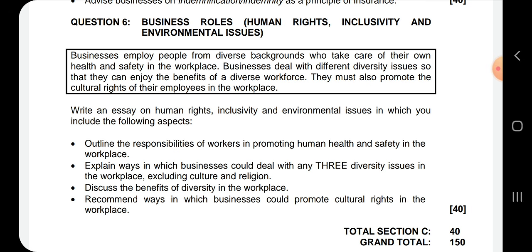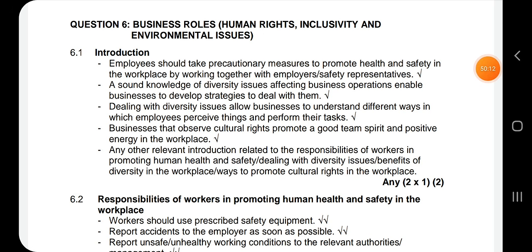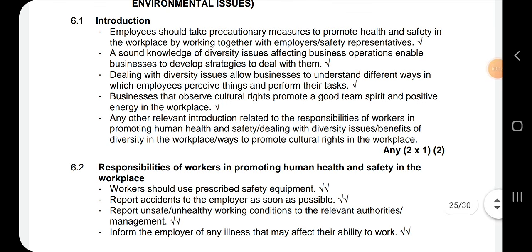Write an essay on human rights, inclusivity, and environmental issues in which you include the following aspects. Outline the responsibilities of workers in promoting human health and safety in the workplace. Explain ways in which businesses could deal with any three diversity issues in the workplace, excluding culture and religion. Discuss the benefit of diversity in the workplace and recommend ways in which businesses could promote cultural rights in the workplace. And then that is how you will introduce the topic.